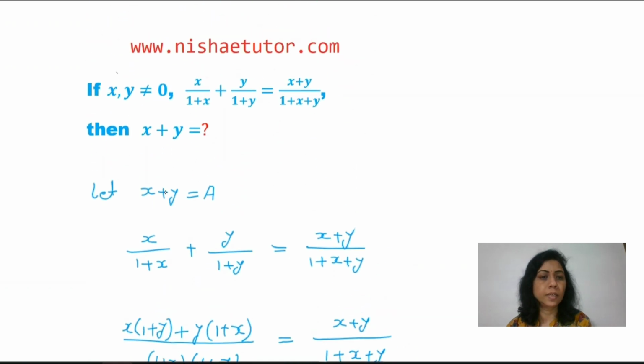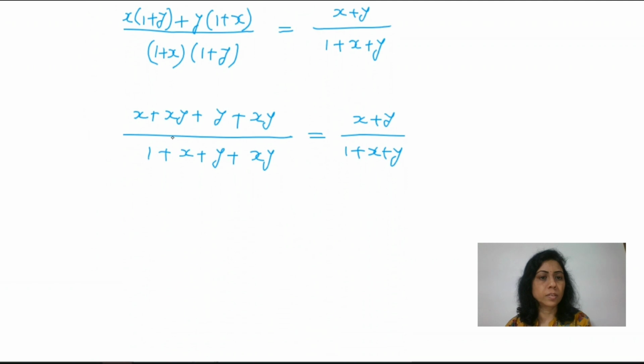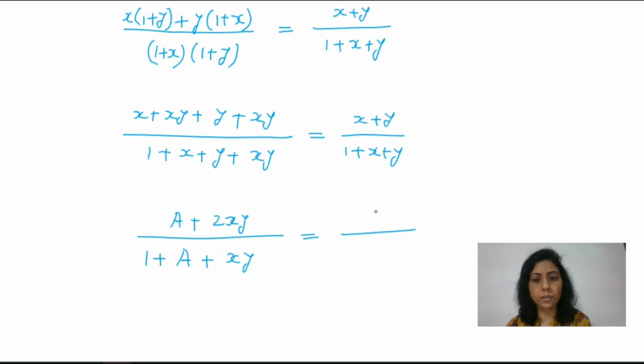Here we let x plus y be equal to a, so we can substitute x plus y as a, and xy plus xy is 2xy. In the denominator, 1 plus x plus y we can write as a, and this is xy. Here this is a, and this 1 plus x plus y is 1 plus a.